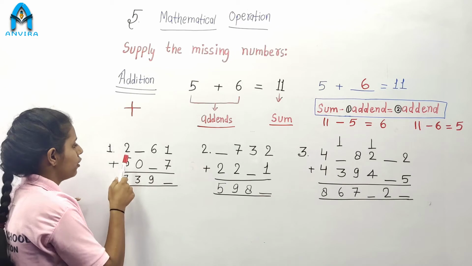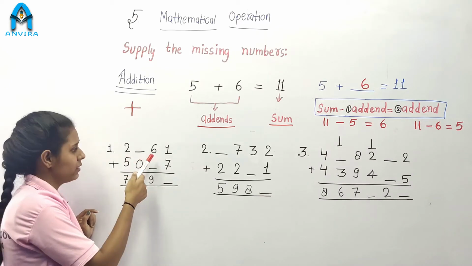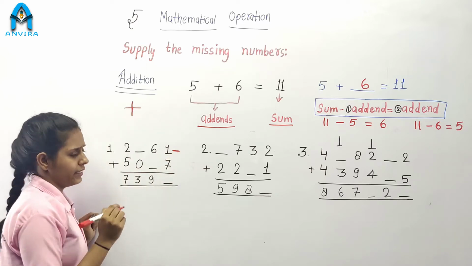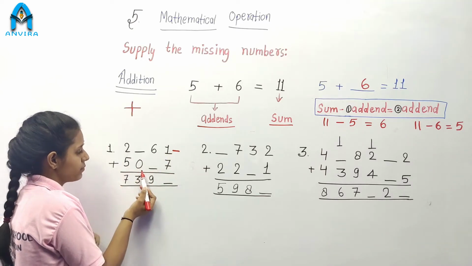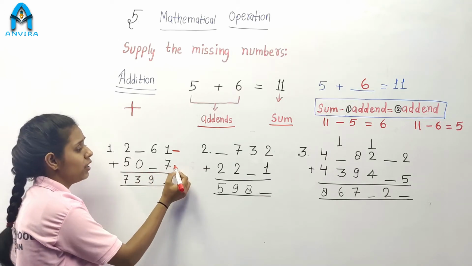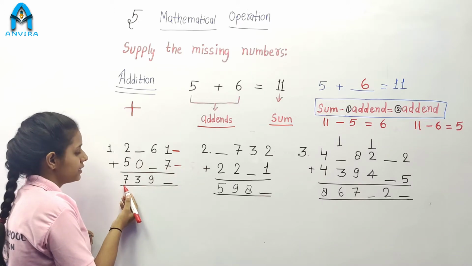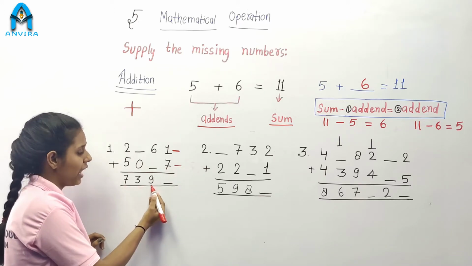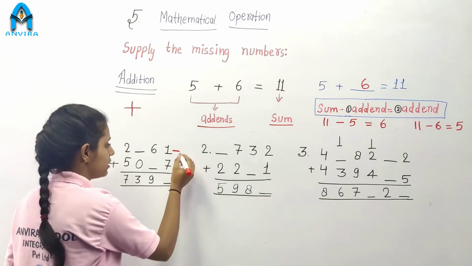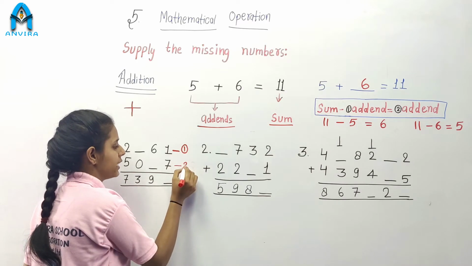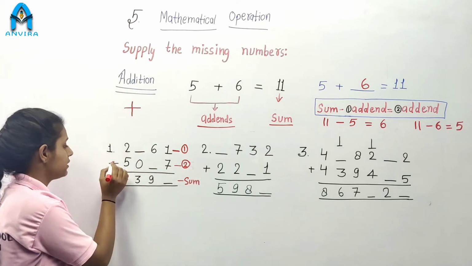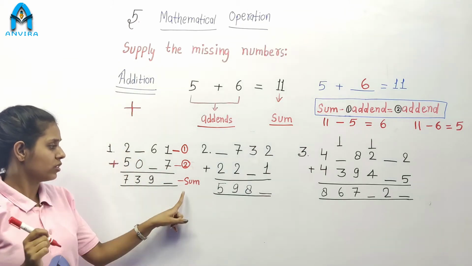First question, 2 blank 6 1. This is our first addend. 5 0 blank 7. This is our second addend. 7 3 9 and blank. This is our sum. This is our first addend. This is our second addend. And this is sum. And the sign is plus sign. So this is sum.